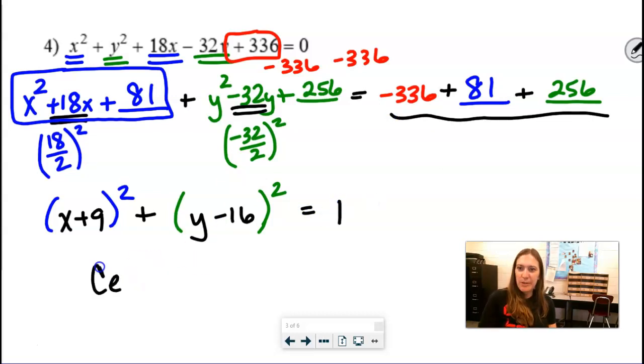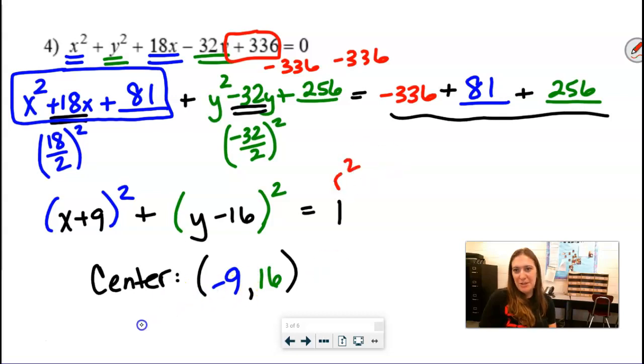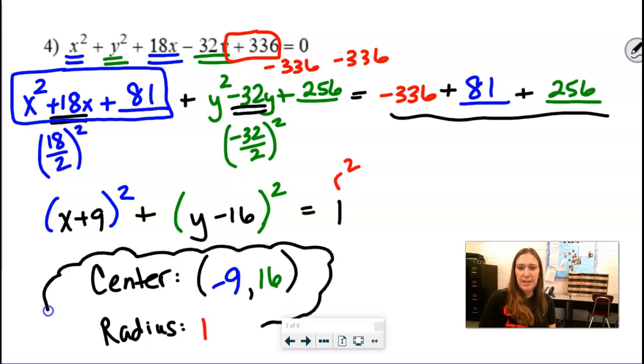This is standard form. So your center of your circle is located at -9, +16. Opposites, built-in negatives on both. And then the square root of 1 is still going to be a 1, so the radius is a 1. I think I'm supposed to do that in red. Hold on. There we go. And there's our answer. So 3 parts to that answer technically.